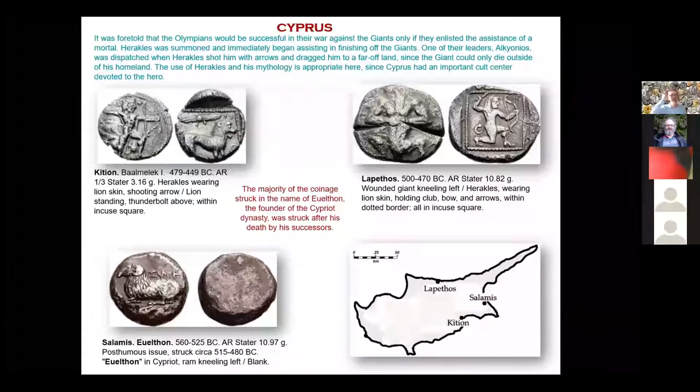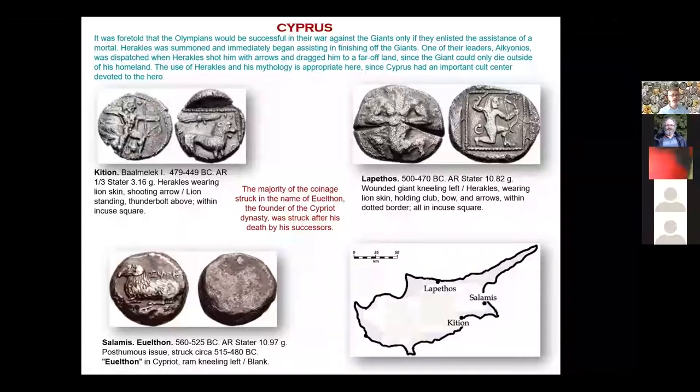And early coinage of this city has a lot of depictions of Heracles. Later, the majority of the coins were struck by certain dynasties at that time, and the ram is the symbol of one of them, the Ilton.